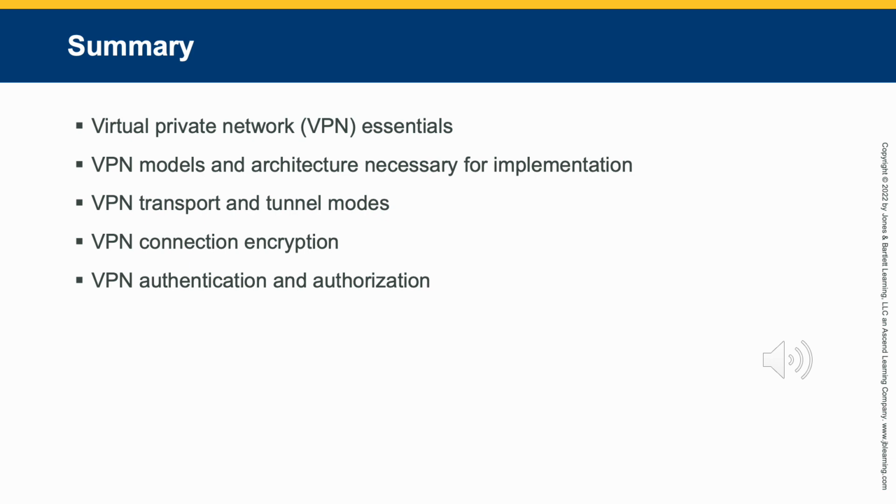In summary, we've talked about virtual private network essentials, VPN models and architecture necessary for implementation, transport and tunnel modes, connection encryption, and authorization and authentication.